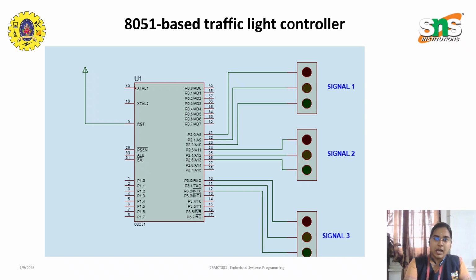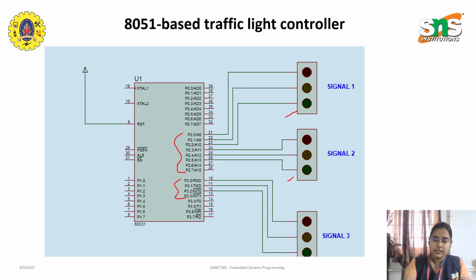So now we will have an overview of this LED interfacing. We know 8051 has 4 ports, and port 2 is taken for two signals, one for red and one for yellow, and port 3 we are taking for signal 3. All these ports can act as either input or output ports, or also with the control signals, right?